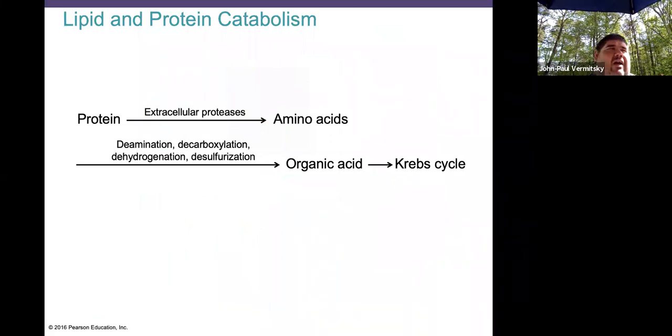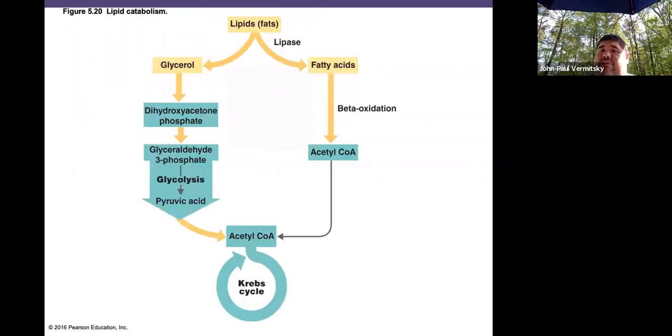The rest of the slides kind of go over lipid and protein catabolism, meaning breaking down lipids and proteins. What I want you guys to understand is that proteins can be broken down for energy, okay? Because proteins can be broken down for energy, that is something that can be used as a nutritional source. The other thing that can be broken down is lipids and fats. Lipids and fats can be broken down for energy as well.